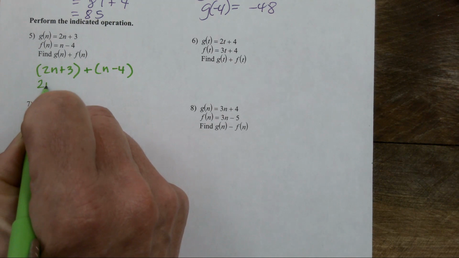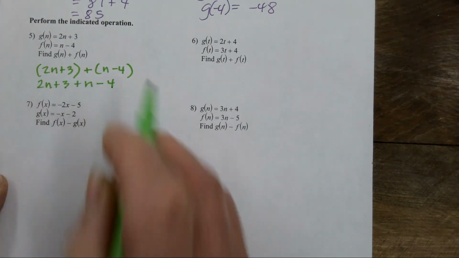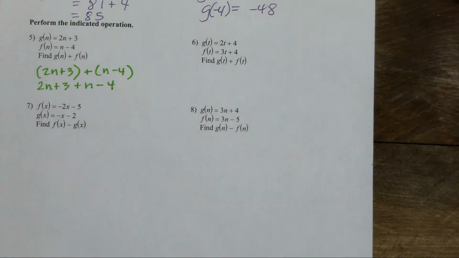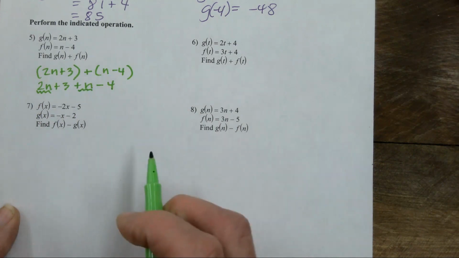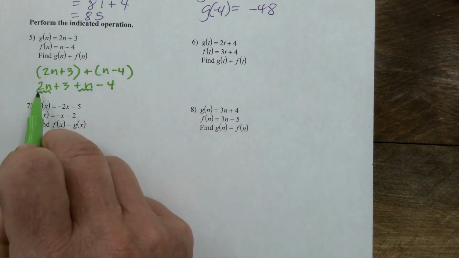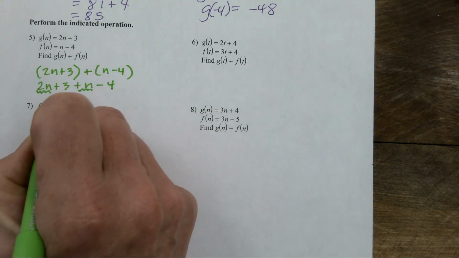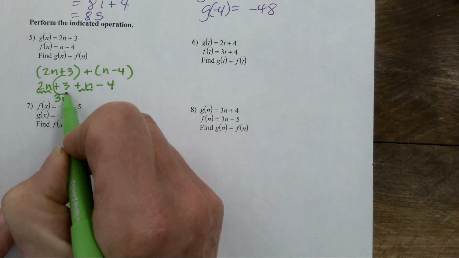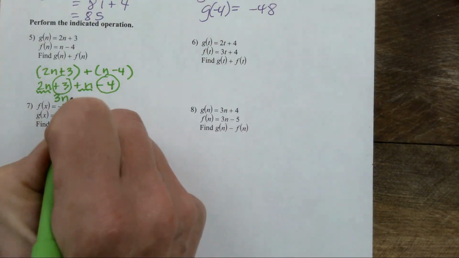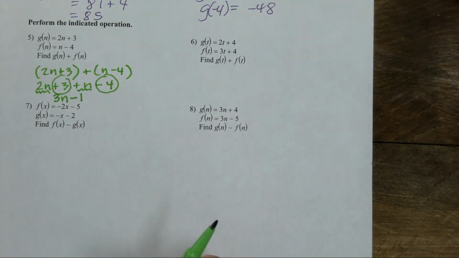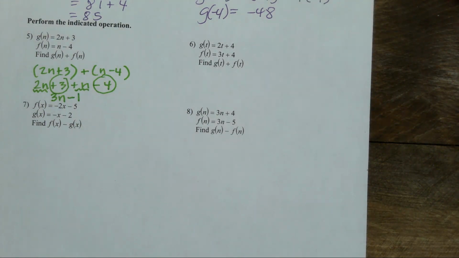So I rewrite this as 2n plus 3 plus n minus 4, and now I go back to some stuff that we did in the last chapter. What can be combined? Yep, the 2n and this n. How many n's are there if we don't see a number 1? So you could put that in there. What's 2n plus one more n? Great. And then I can also do the numbers that don't have a letter. Yep, it would be negative 1, so I'd write that as minus 1. And there's my finished problem. So it combines what we did last chapter with what we're looking at this chapter.